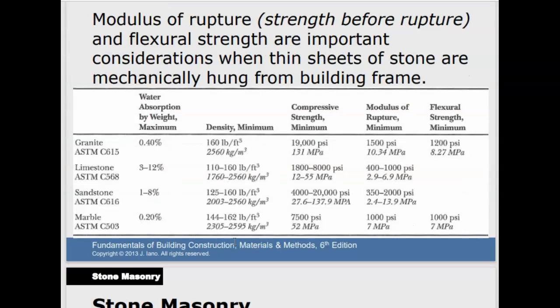Stone selection. What is that modulus of rupture? Strength before rupture. The flexural strength are important characteristics when thin sheets of stone are mechanically hung from a building frame. To explain this would mean if you were to take a deck of cards, how long could they stay stiff until, say, you had a house of cards? As you added pressure, what's going to make that house of cards move? What's the magic number? And here are the magic numbers, how much you can stack onto it.